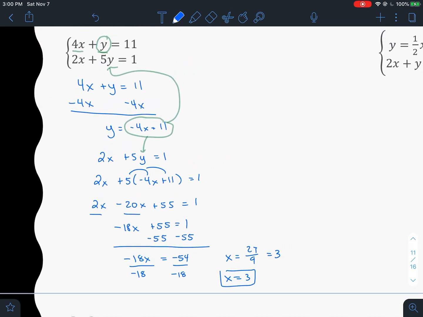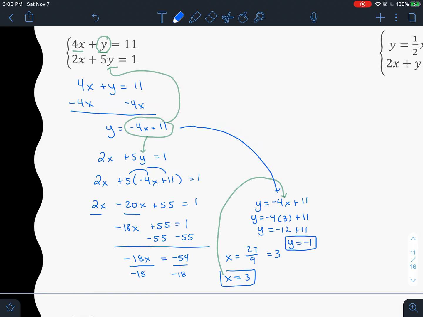So the x-coordinate where those two lines would intersect would be 3. But now I've also got to find the y-coordinate. I'm going to use the equation y equals negative 4x plus 11, which is what I solved for at the start. And I'm going to plug in 3 for x. And I get y equals negative 4 times 3 plus 11. So y is going to equal negative 12 plus 11. So y is going to be negative 1.